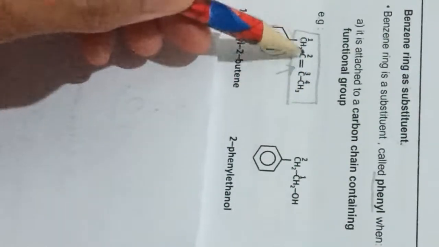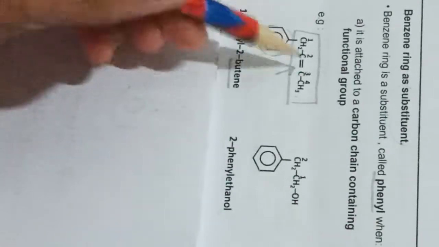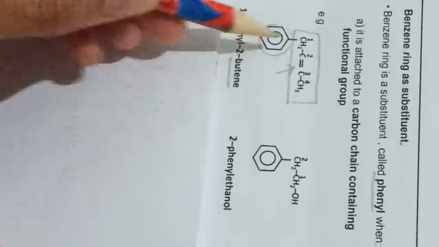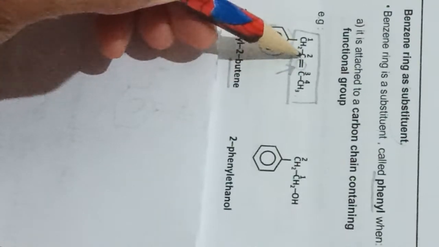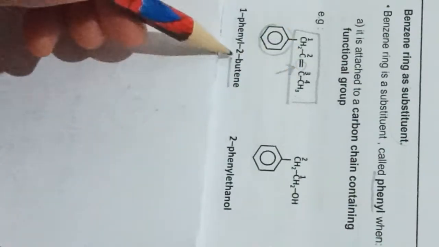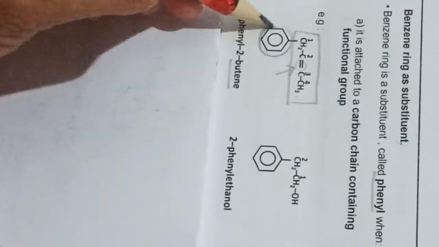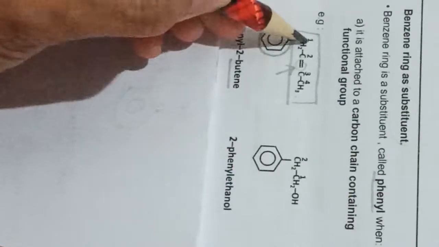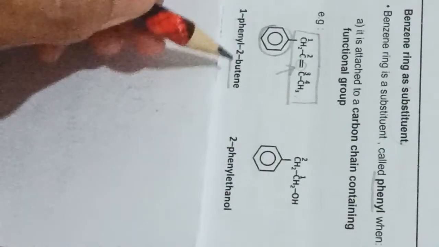So this chain has 1, 2, 3, 4 carbon. That is butene. Why butene? Because carbon-carbon double bond is alkene, right? So butene with 4 carbon. So 2-butene is because the position of the carbon-carbon double bond is in between carbon 2 and 3. And now the benzene here will be the substituent and we call it phenyl, and it is located at carbon number 1. So that will be 1-phenyl-2-butene.